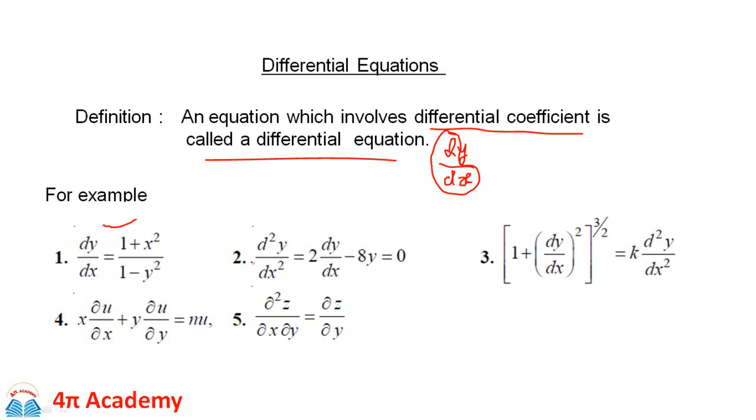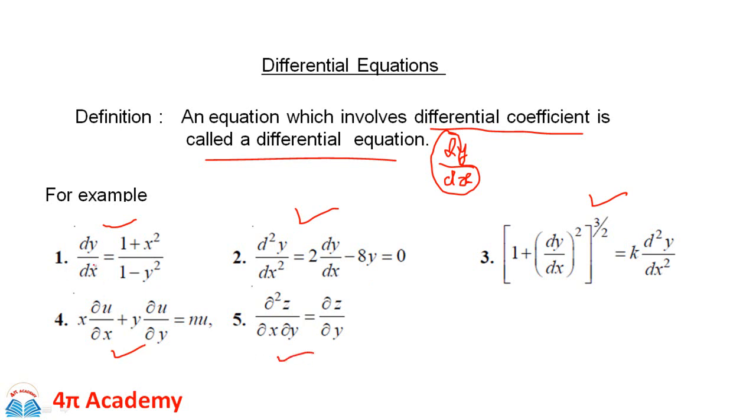This second example, d2y by dx square minus 2 times dy by dx minus 8y equal to 0, is also a differential equation, of second order. We will see what is meant by an order in the coming slides. This is a double differentiation, the second derivative of y with respect to x. Since this is a second derivative, its order is called 2. So this is also a differential equation.